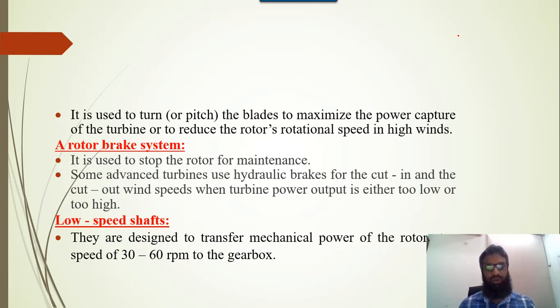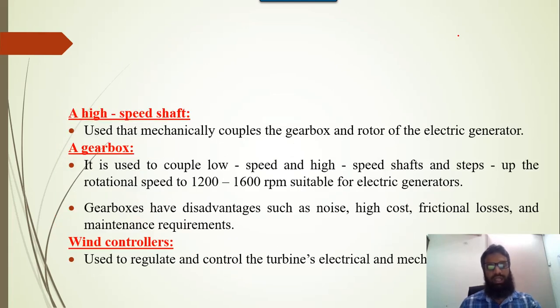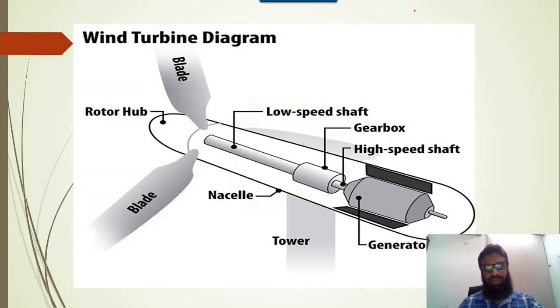We have the low speed shaft. The low speed shaft is designed to transfer mechanical power from the rotor, at a speed of 30 to 60 rpm, to the gearbox, and then we have the high speed shaft, used for the mechanical coupling of the gearbox and the rotor to the electrical generator. So if you see this diagram, you will understand that the low speed shaft is attached to the blade while the high speed shaft is attached to the generator.